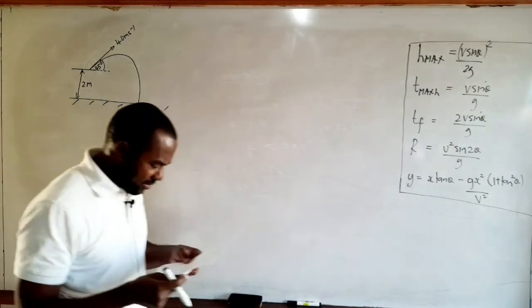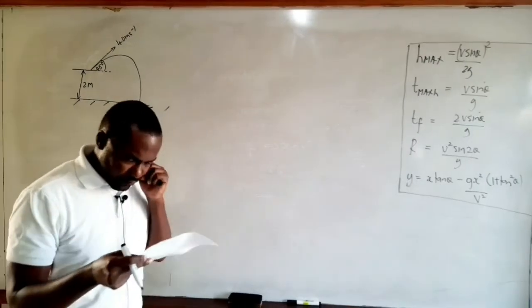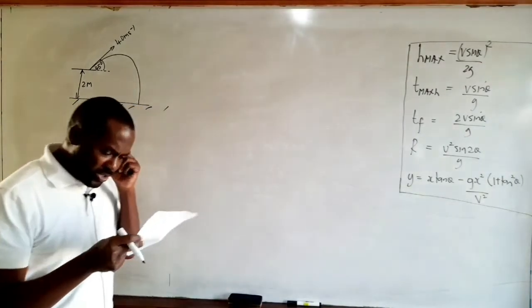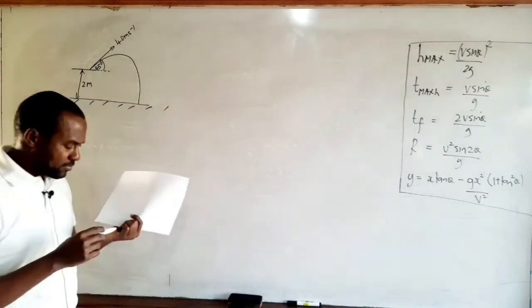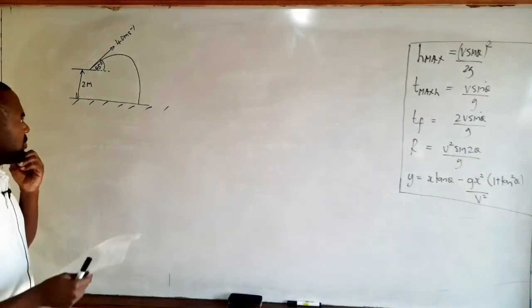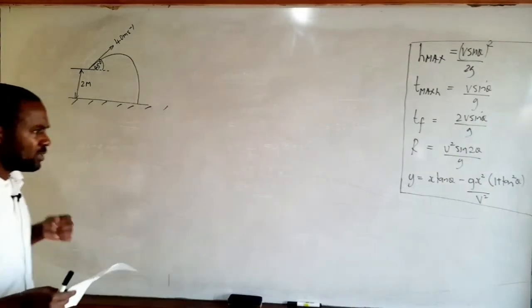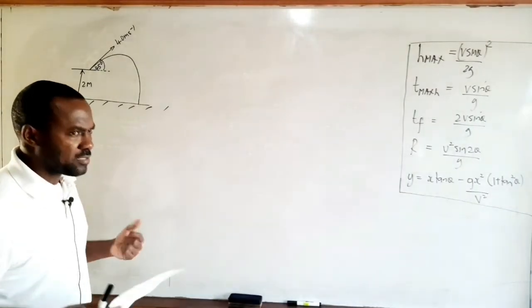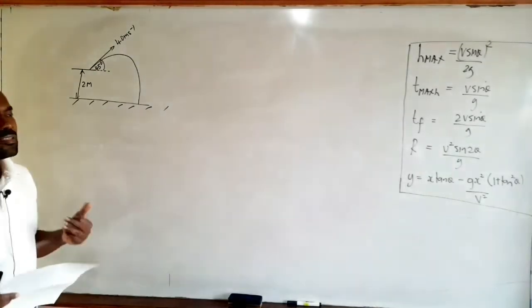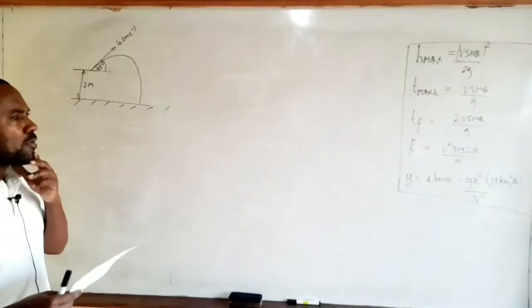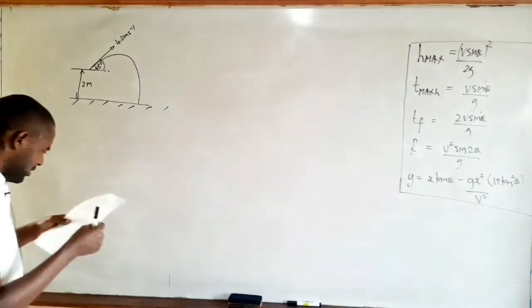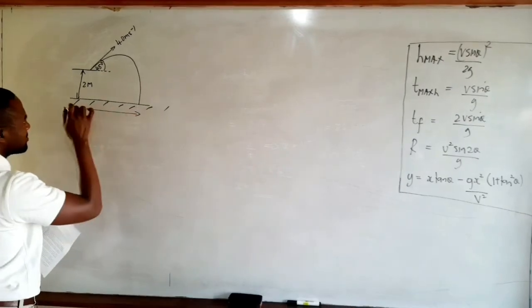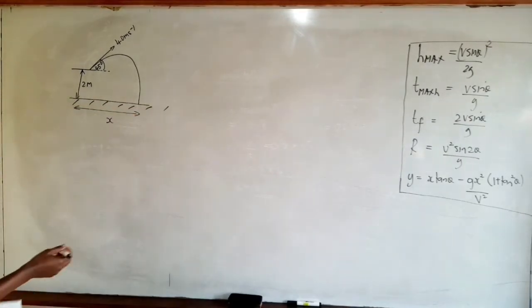They want us to find the horizontal distance from the point of projection when it hits the ground. The way we'll approach this is to find the time taken to hit the ground. In that time its horizontal velocity would have been constant, and therefore we can use that to find the horizontal distance traveled. Let's call this horizontal distance x. Let's look at the vertical direction first.